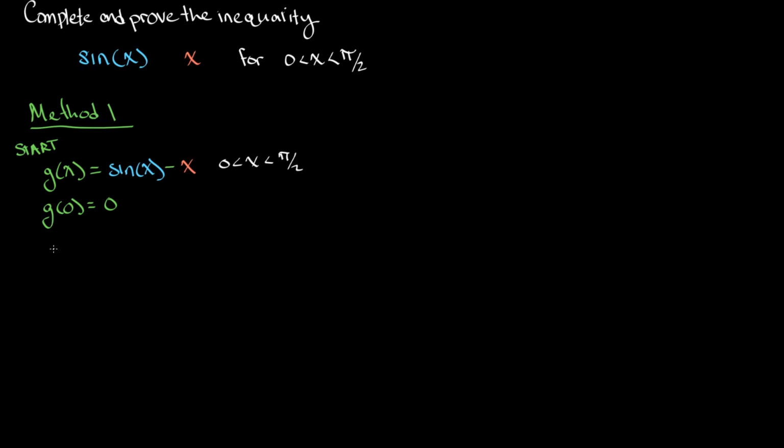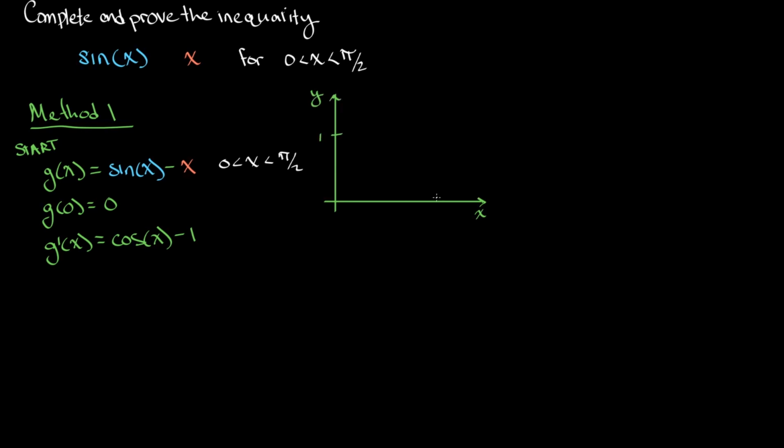So let's take the derivative. g prime of x is equal to the derivative of sine of x, which is cosine of x. All right. And then we have minus 1. So for our derivative, we need to figure out on this interval where x is between 0 and pi over 2, is cosine of x greater than 1 or less than 1? We need to figure that out. And I think graphing it would be our best bet here. Graphing it would give us some nice intuition behind what's going on.